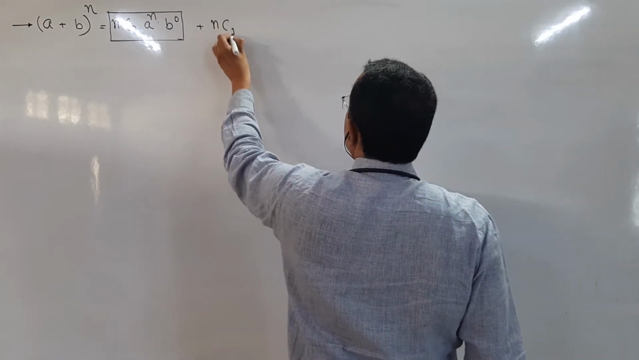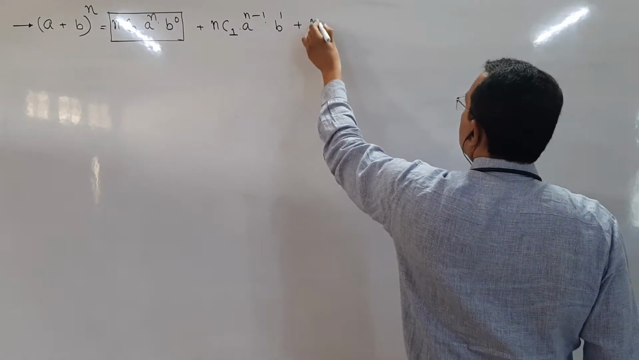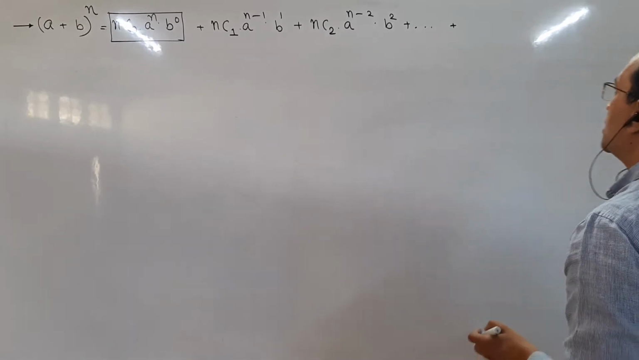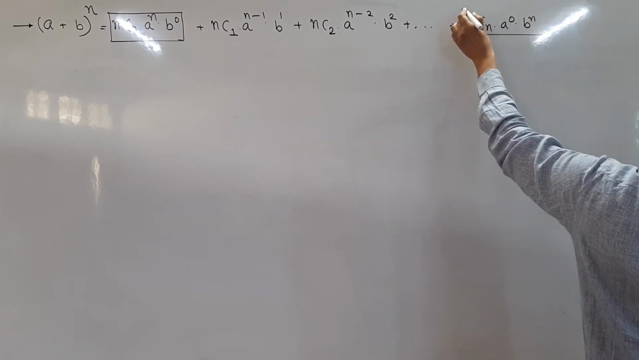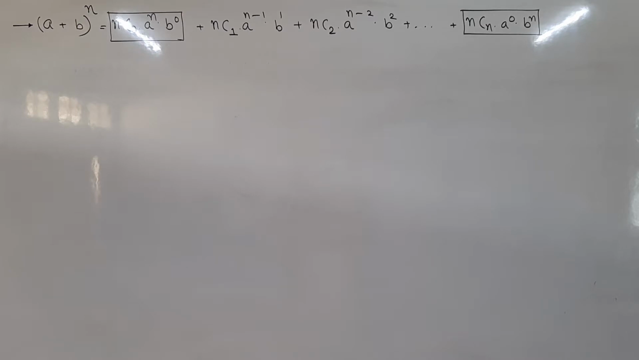So NC1, A raised to N minus 1, B raised to 1, plus NC2, A raised to N minus 2, B squared. The last term, NCN, A raised to 0, B raised to N. This is the last term. In the last term, the powers of A and B, students, are flip-flopped. This is how we remember and memorize the formula.